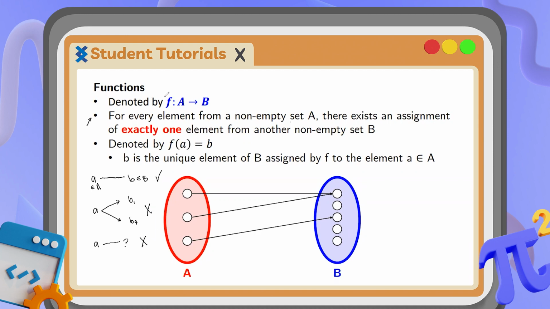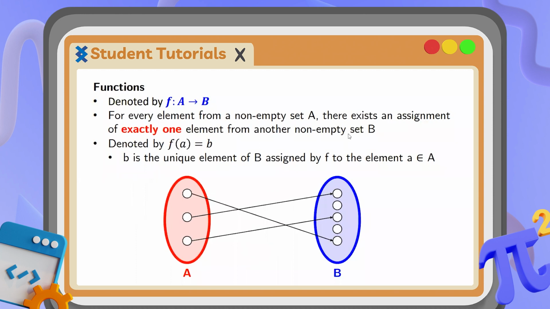So here in our example, we have the three inputs of A. Let's call this 0, 1, 2. And all of them map to some output which is located in the set B. Regardless if they share the same output or not, as long as the inputs do not generate more than one output or generate no output at all, then we can say that this one is a function. So for this example, this one is a function.